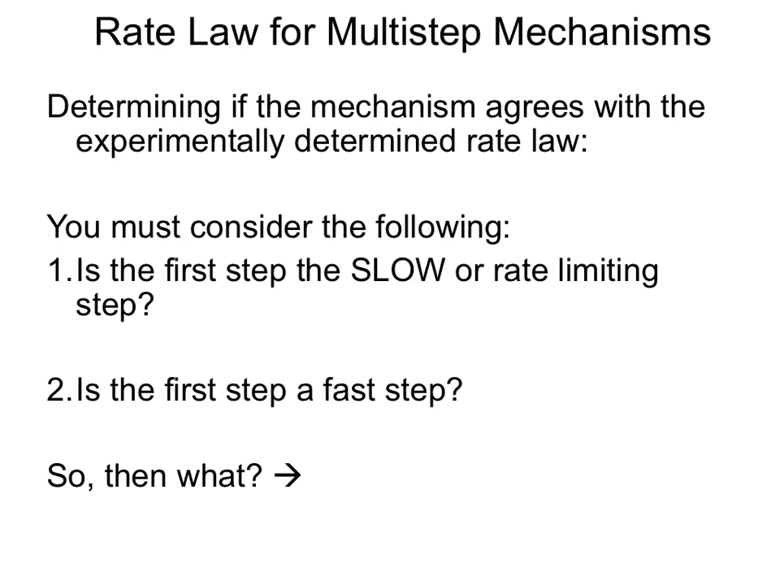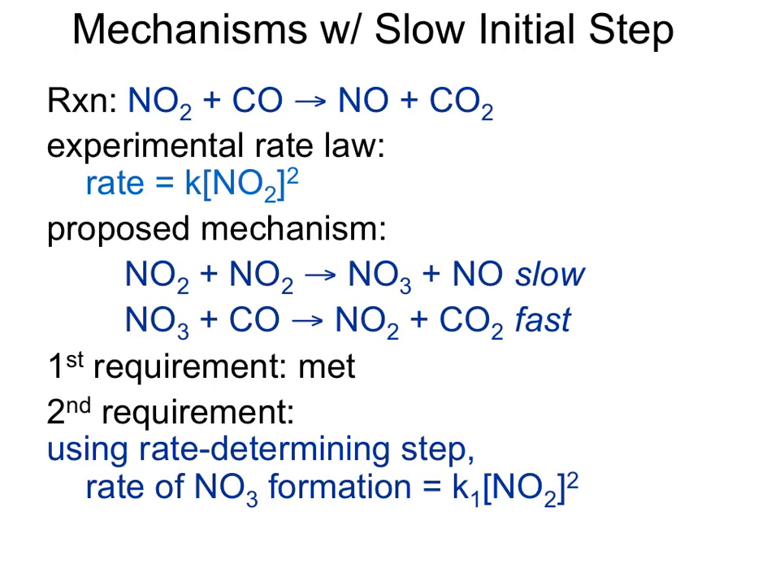So in order to determine if a mechanism agrees with the experimental rate law, we must consider if the first step of our mechanism is the slow or rate limiting step, or if the first step of our mechanism is a fast step. Depending on the position of the slow step, that's going to dictate our approach to figuring out the correctness or the matching of our mechanism with our experimentally determined rate law. So let's look at an example with a reaction mechanism with a slow initial step.